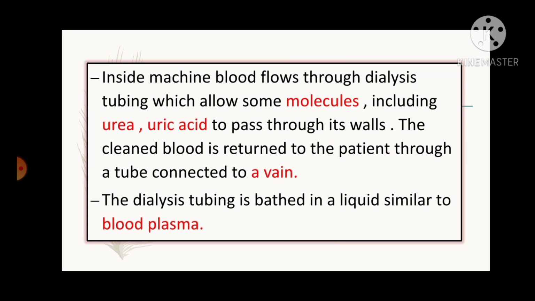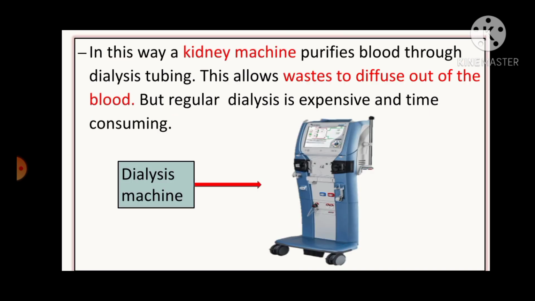The dialysis tubing is bathed in a liquid similar to blood plasma. In this way, a kidney machine purifies blood through dialysis tubing. This allows waste to diffuse out of the blood. But regular dialysis is expensive and time-consuming.